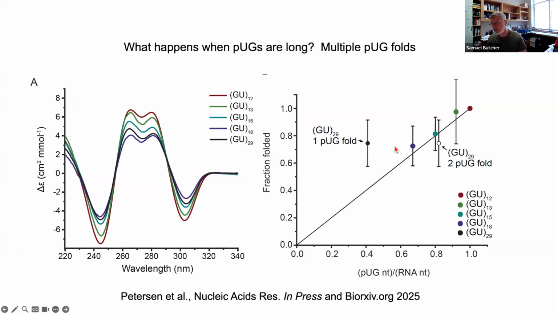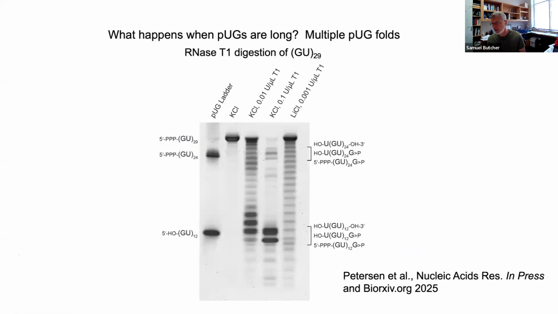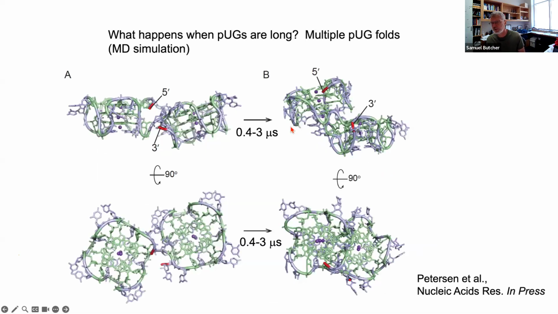Fits perfectly on a line. That's 2 PUG folds. You can also do this on a gel to compare lithium versus potassium for different lengths, and you can plot them. And once you get to 24 repeats or more, you start to see 2 bands. And that's because these RNAs are folding randomly, either 1 PUG fold in the middle or 2 PUG folds on the end. You can nuclease map them, and you see the 2 PUG folds in the middle. If they're separated at all, then this is RNase T1. It will cleave them, and you end up with just a single PUG fold. So these can form like beads on a string.